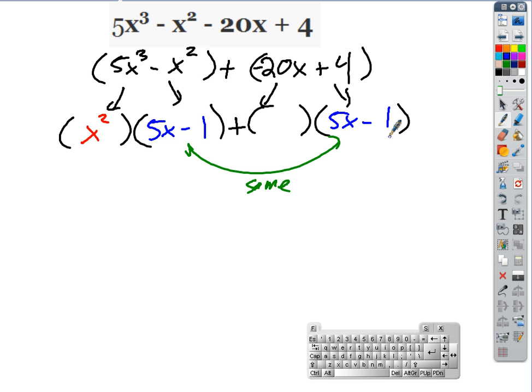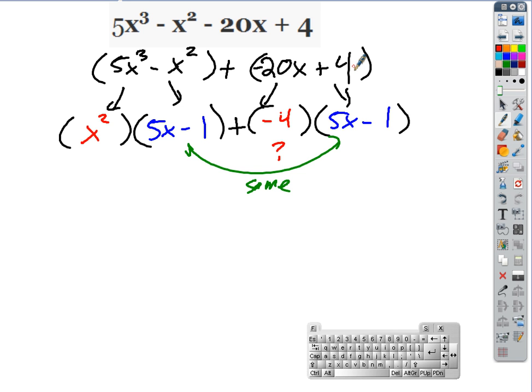then is just answer the question, what would that greatest common factor have to be in order to get this when I distribute for both terms? Well, ask yourself the question, what times 5x is negative 20x? Negative 4. Now, let's check and see if it works for the other term. Negative 4 times negative 1 is positive 4. It works, right? So there's the grouping part.